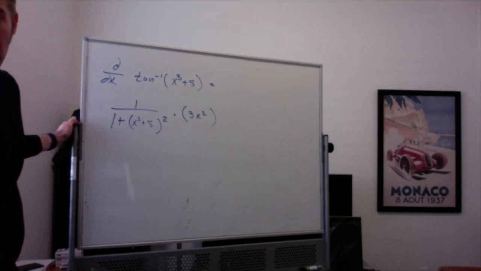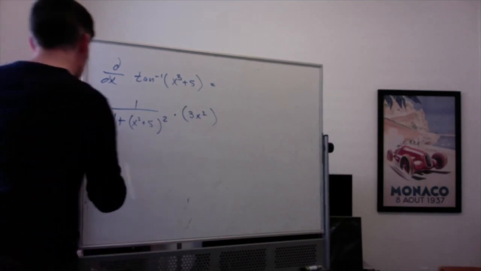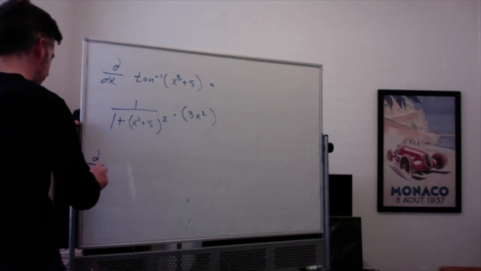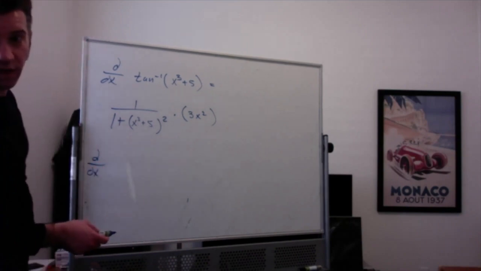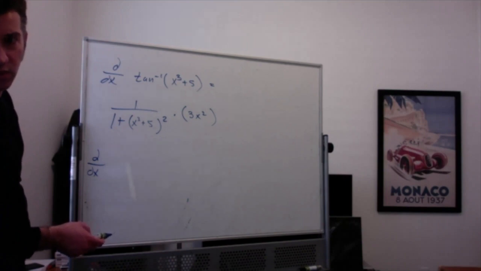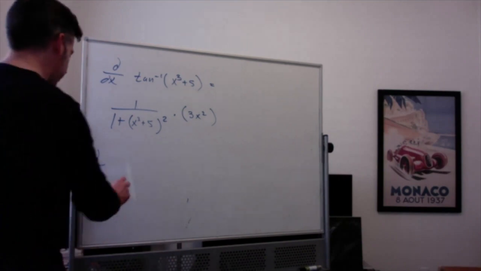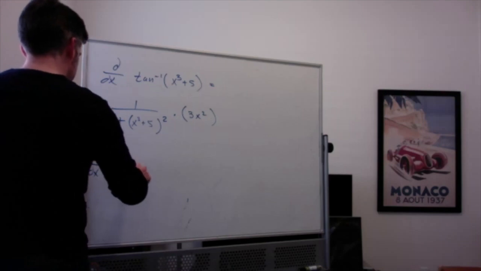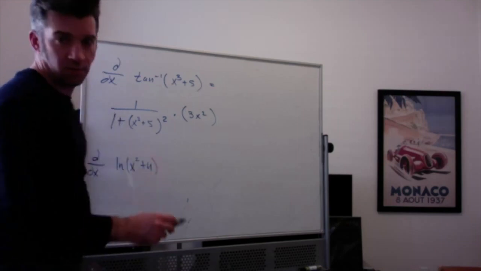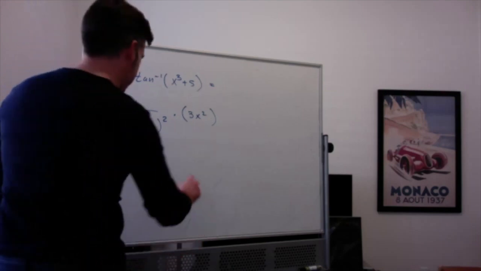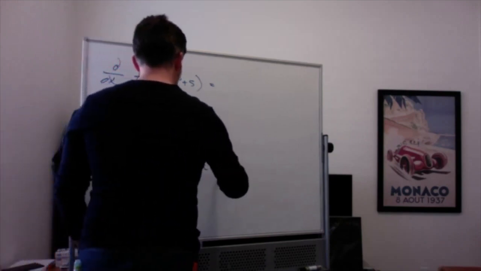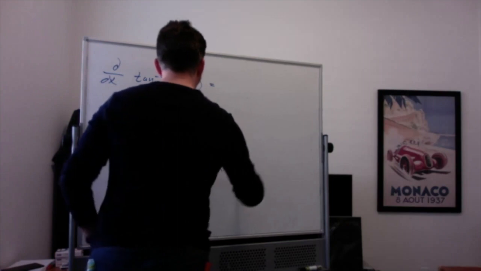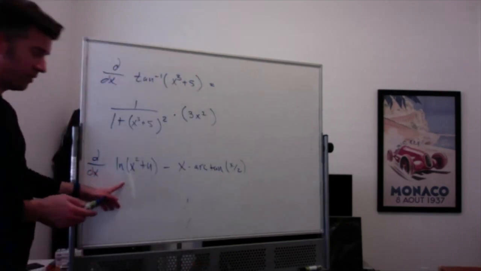Or here's a question that someone actually asked me about, which I think is a good example. I feel like this one came up because it simplifies in a funky way or a nice way. The derivative of the natural log of x squared plus 4 minus x times arctangent of x over 2. Okay, so let's do the derivative of the natural log of x squared plus 4.